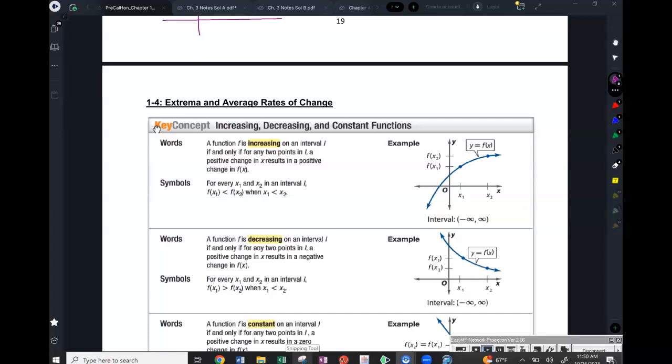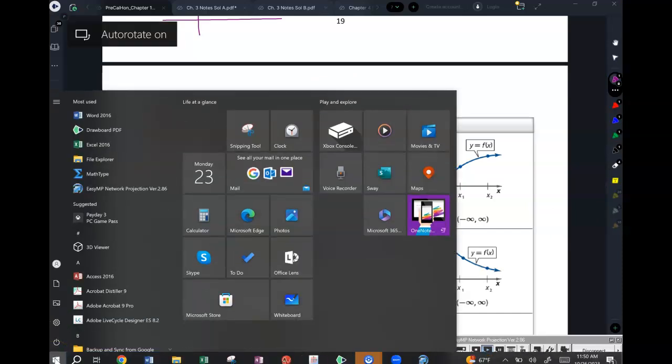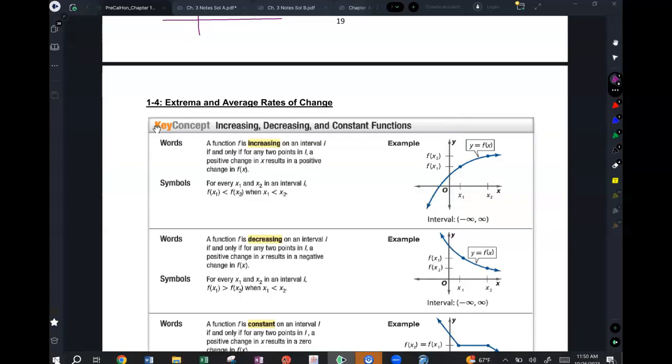Okay, so we've done sections 1, 2, and 3. We're going into 4 today. Lots of important things here. Lots of important terminology.